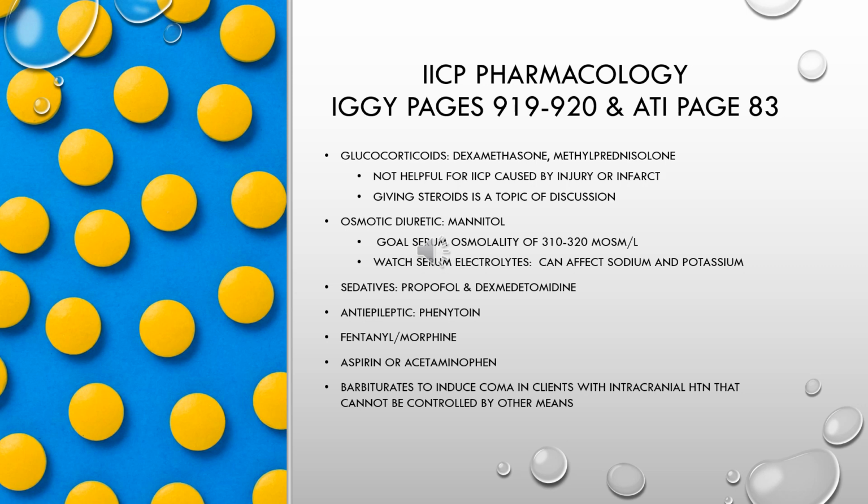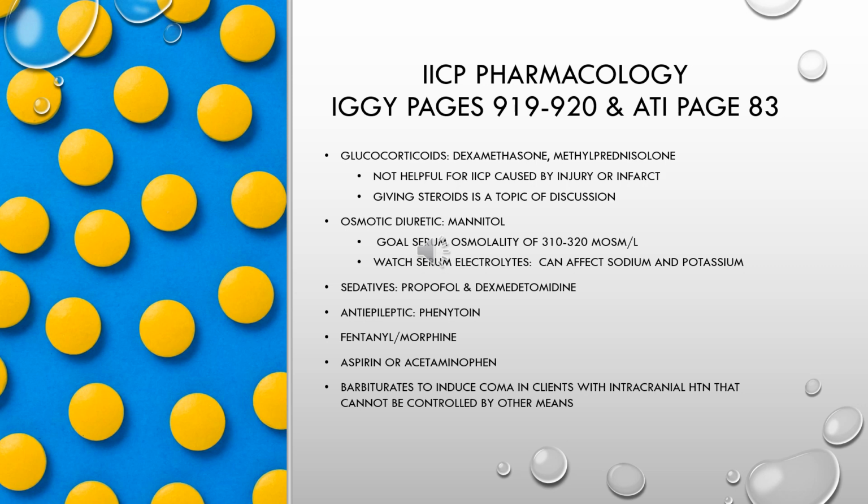Barbiturates are used to induce coma in clients with intracranial hypertension that cannot be controlled by other means. These are used quite commonly. It's almost like they use them to place the patient actually in a coma. And they do this because they want to decrease the cellular metabolic demands to hopefully help decrease that ICP. Most commonly used one is probably phenobarbital, and they do need to adjust these because you want the patient unresponsive because you want them to rest.